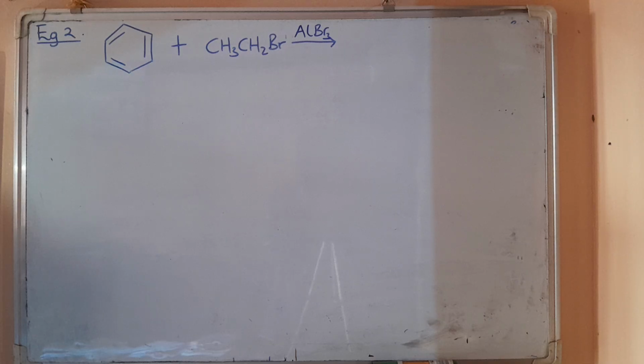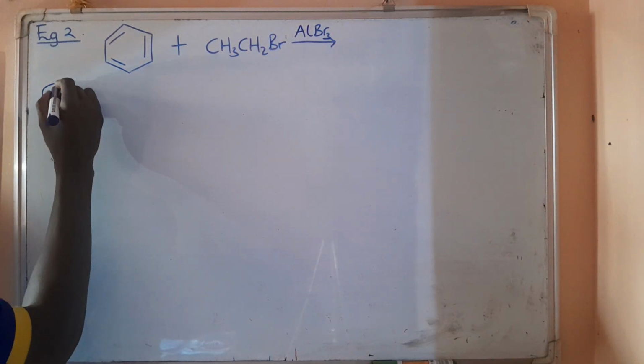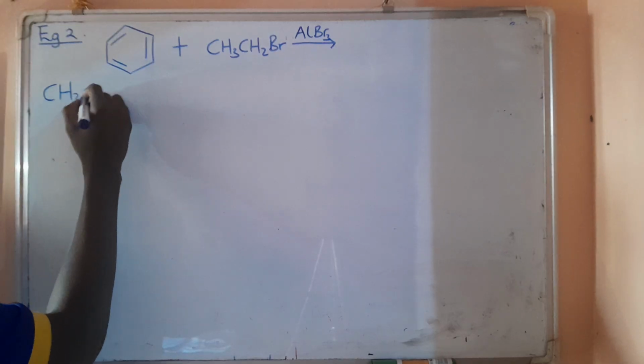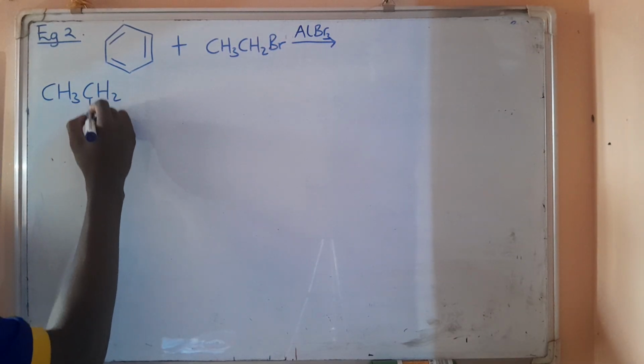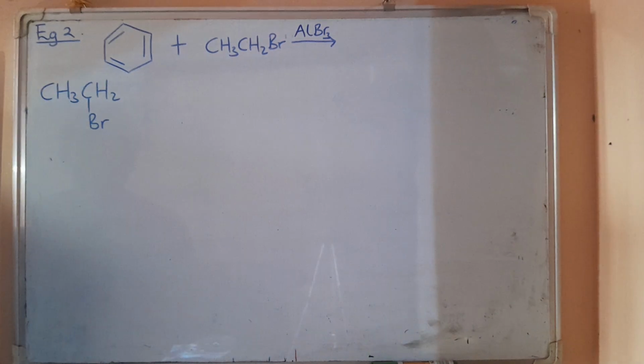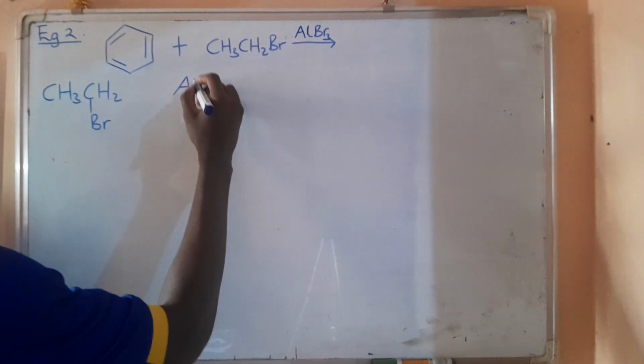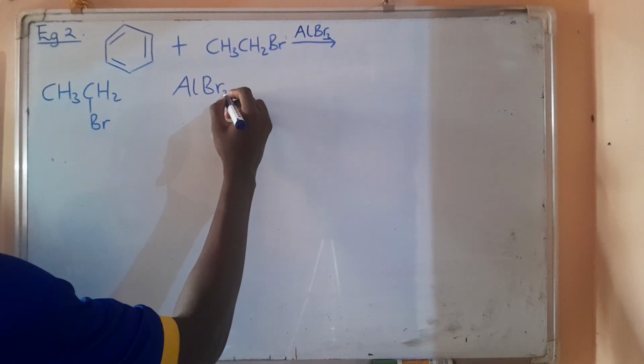I'm having the second example, but I'm repeating the approaches, the two approaches which we have seen in the first example. In this case, we have benzene reacting with bromoethane. In the first approach towards the mechanism for the reaction, we have seen that my alkyl halide, which is CH3CH2Br, first combines with the Lewis acid catalyst or the halogen carrier.